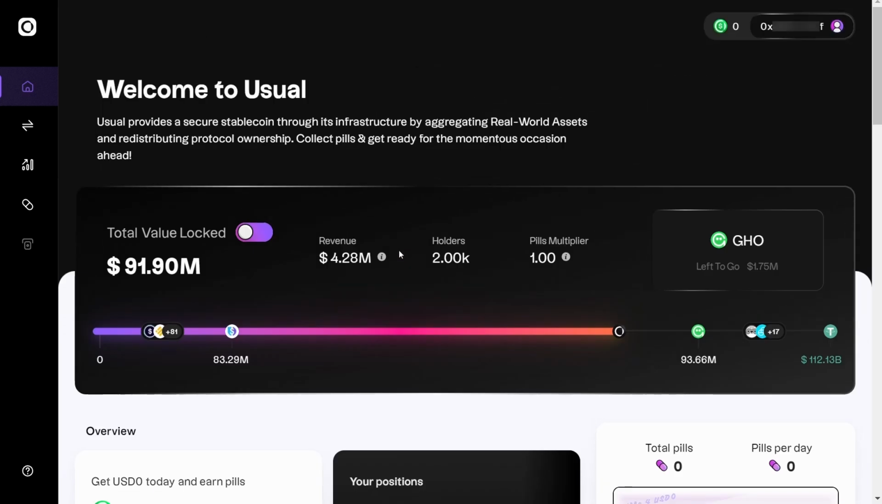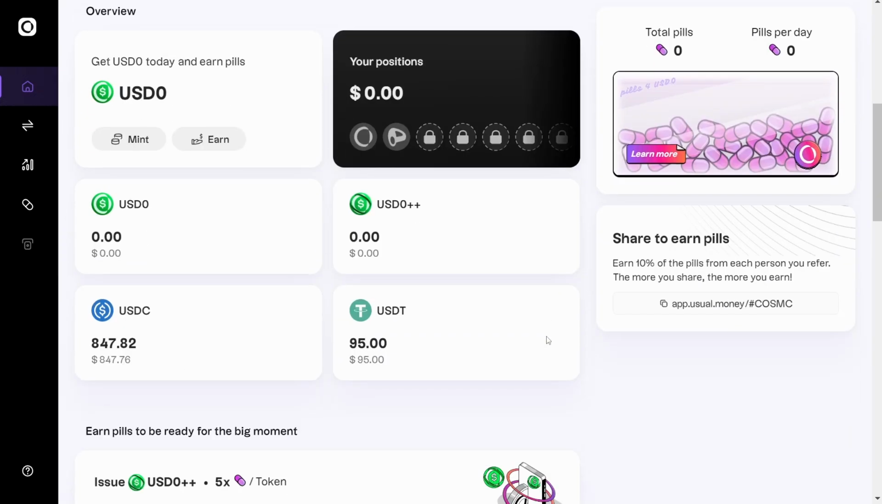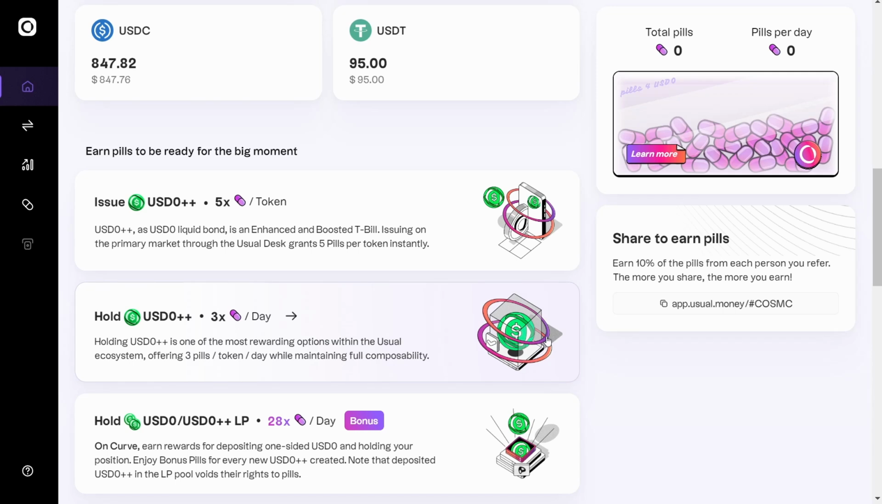The total value locked, TVL, is 91.90 million, which is good to start as an early user. You can see the total number of holders and your pills multiplier. The multiplier increases over time if you continue holding assets in Usual. If you withdraw, the multiplier resets. Below you can see the list of possible earning options. We have already mentioned them.